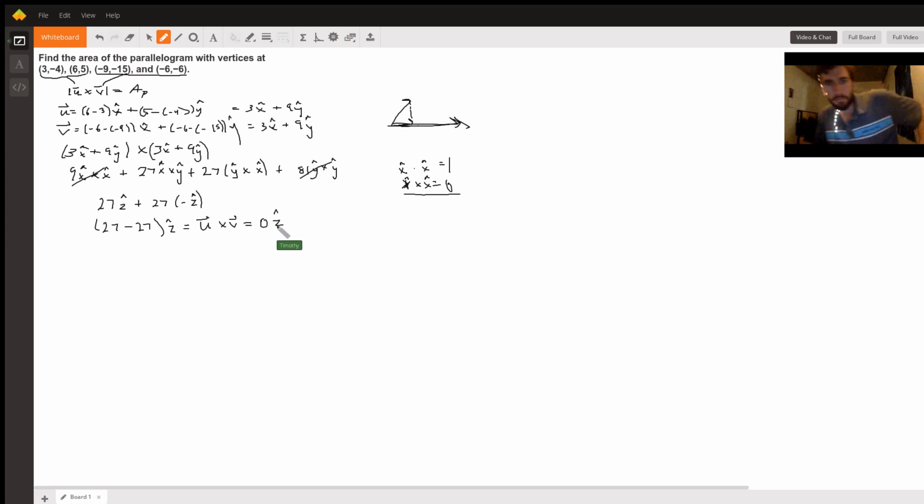And if the resulting vector is 0, what do we have? The area of the parallelogram is going to be equal to 0. And that's your answer.